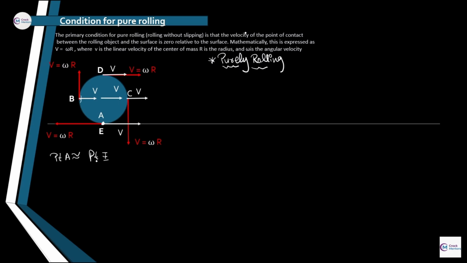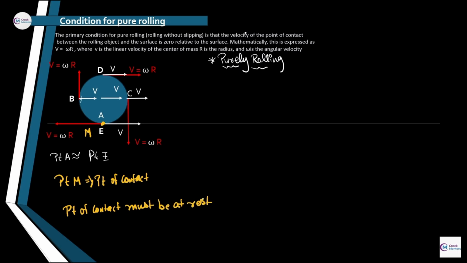They are very close, and I am assuming there is another point. Let me take another color. I am assuming there is a point M, which is exactly the point of contact between them. Point M is nothing but the point of contact, and the point of contact must be at rest.